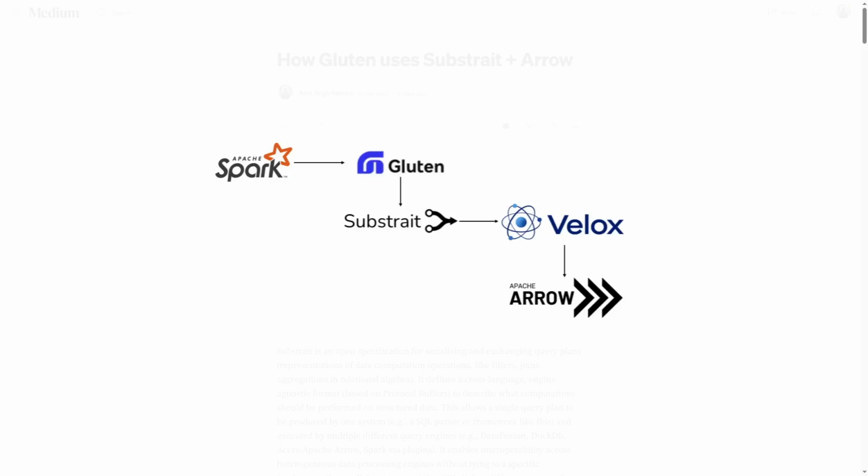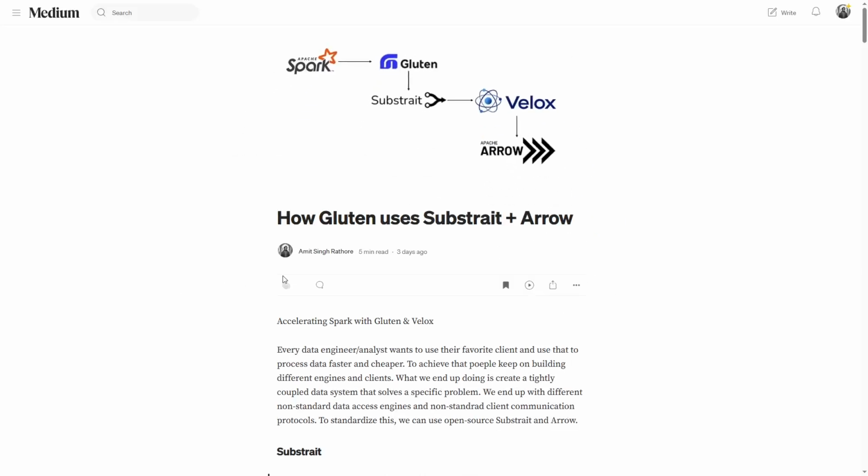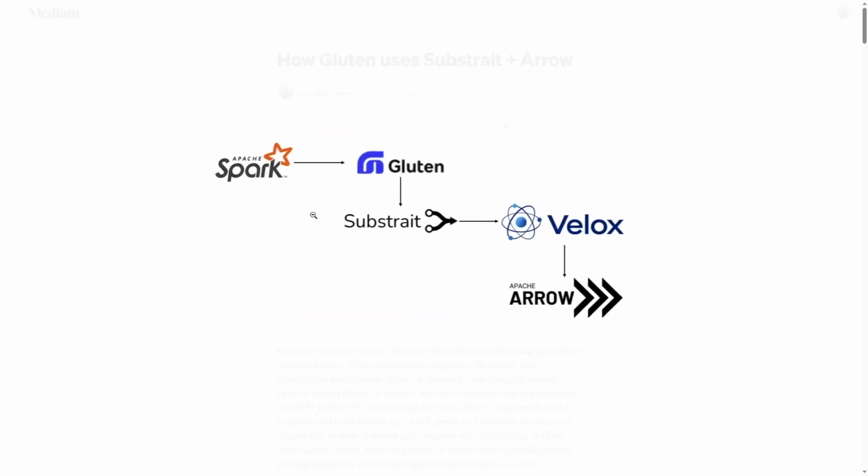In this video, we will be seeing how Spark works with Gluten and how Gluten leverages some nice technologies to achieve acceleration for Spark. So let's get started. First things first, what is in the picture you see: I have mentioned Substrate and Velox and Arrow and Gluten.